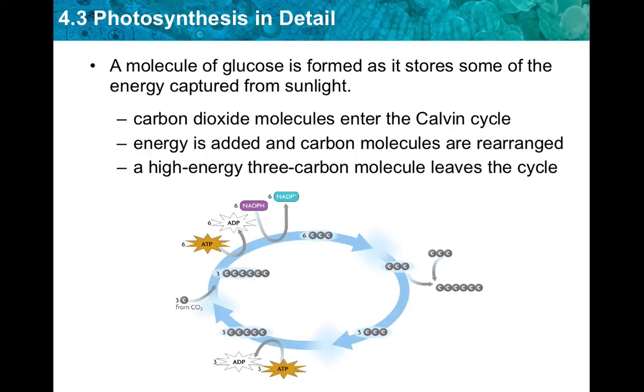It is added to a 5 carbon molecule and 6 carbon molecules are formed. So basically only one CO2 molecule can go through at a time. Then 3 carbon molecules are formed. Energy such as ATP and NADPH formed in the light dependent reaction is used by enzymes to split the carbon molecules, and carbon molecules are formed and rearranged.